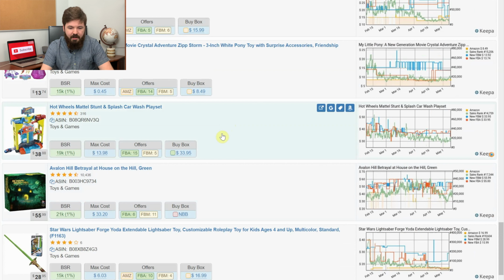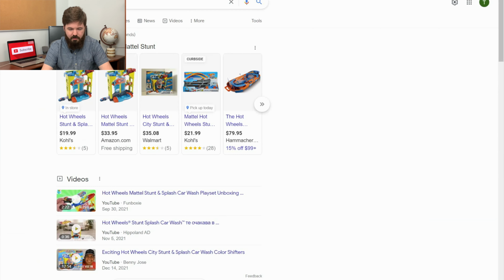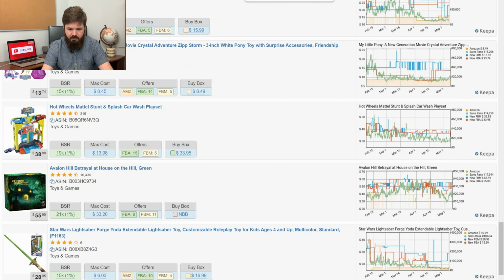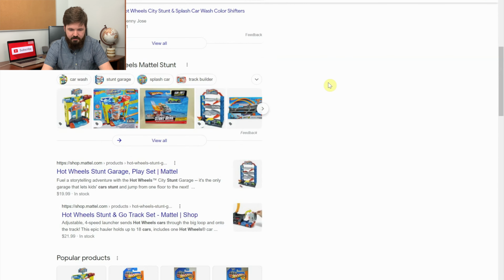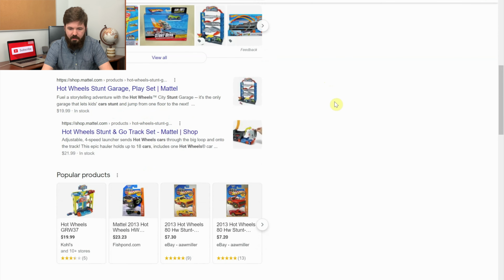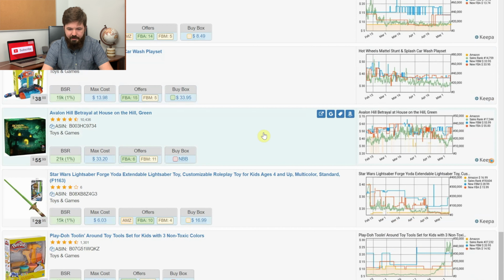Max cost $13.98 on this Hot Wheels Mattel Stunt Splash car wash set. Search Google. Kohl's is $19.99, which is a little too high. So it looks like this product is usually going to cost around $20. So not enough profit margin there. Then we have Avalon Hill Betrayal. Looks like a board game maybe. Max cost $33. I feel like you probably could get this board game for under $33.